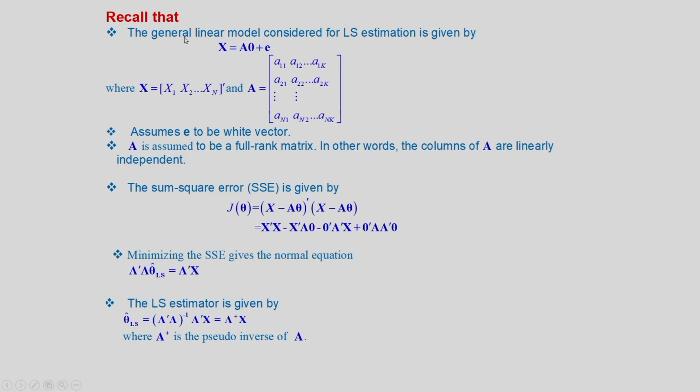Let us recall the general linear model considered for LS estimation, given by x vector is equal to A matrix multiplied by theta vector plus E vector, where E is the error vector and x is the data vector comprising x1, x2 up to xn. A is a matrix comprising these elements which are known. We assume that E is a white vector. The matrix A is assumed to be a full rank matrix. In other words, the columns of A are linearly independent. Suppose this column, and like this we can get the other columns, and these columns are linearly independent.